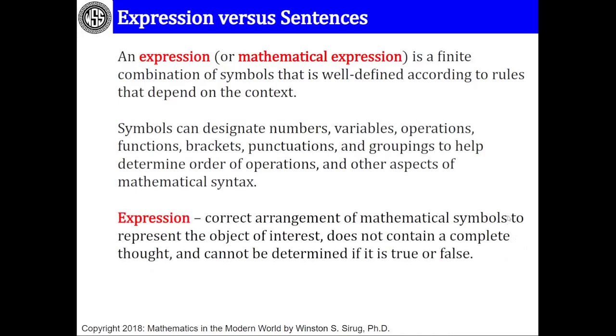Okay, so another student, please read. Okay, Jenny. Expression versus sentences. An expression or mathematical expression is a finite combination of symbols that is formed according to rules that depend on the context. Symbols can designate numbers, variables, operations, functions, brackets, punctuation, and groupings to help determine order of operation and other aspects of mathematical syntax. Expression, a correct arrangement of mathematical symbols to represent the object of interest, does not contain a complete thought and cannot be determined if it's true or false.